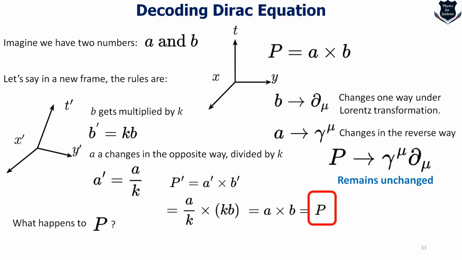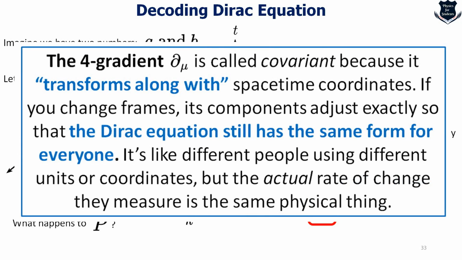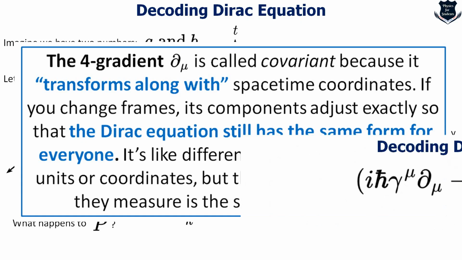So that is what covariant means here. The individual parts change, but they change in exactly opposite directions. So the whole combination is the same for all observers, and we have achieved our target, that is the Lorentz invariant factor. Here you can see the 4-gradient partial mu is called covariant because it transforms along with space-time. If you change the frame of reference, the Dirac equation still has the same form. It is like different people using different coordinates, but the actual rate of change they measure is the same physical thing. So this is what is called the Lorentz covariant factor, which is achieved using covariant and contravariant indices.